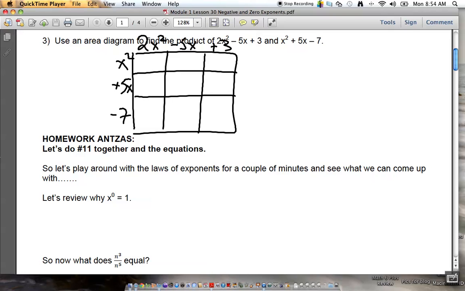Okay. Now, distributing. I'm going to get 2x to the 4th. Well, all I'm doing here, just don't even look at the bottom 2 rows. Just distribute the x squared to all of these terms. Minus 5x cubed plus 3x squared.